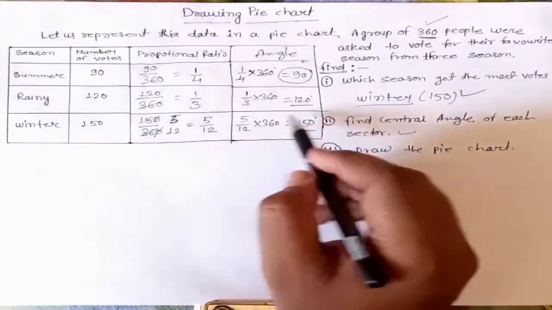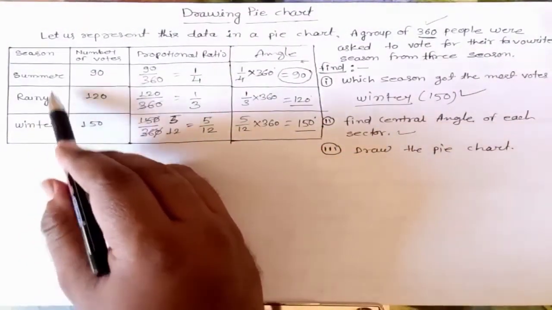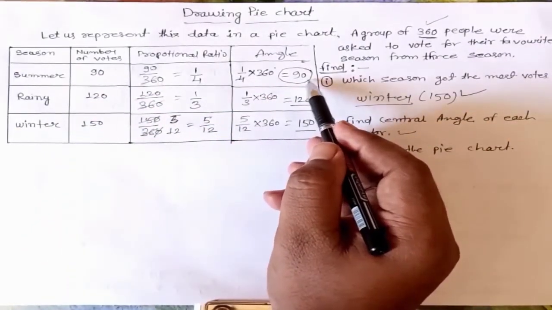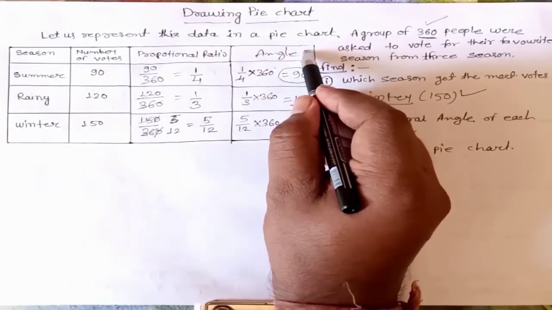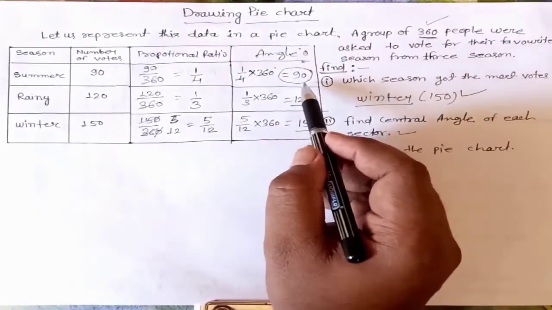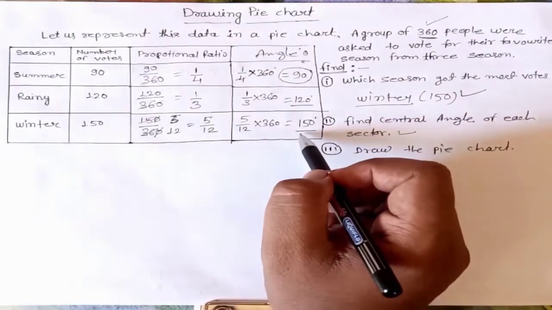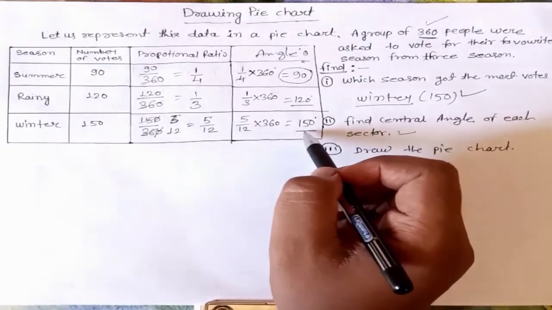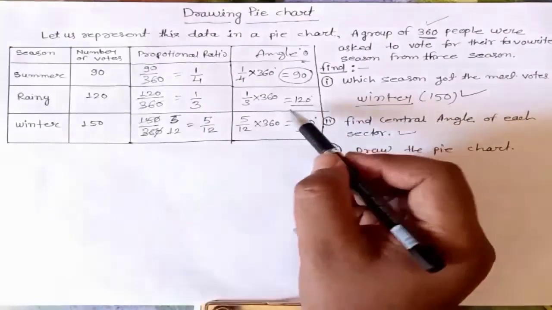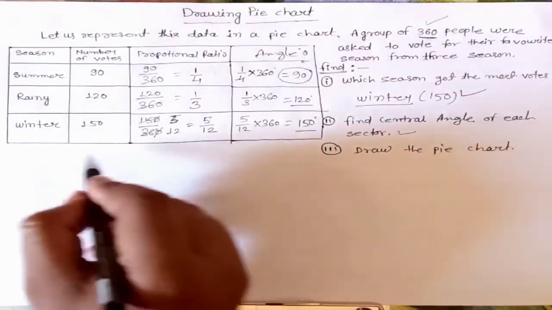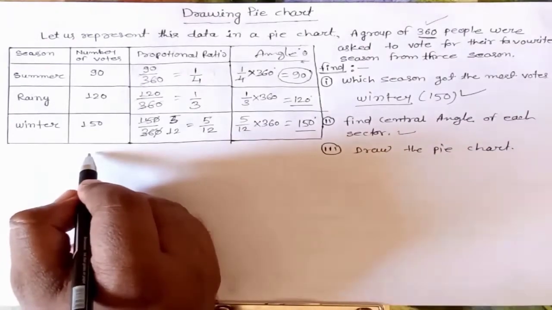So each sector or each season has different angles. This is 90 degree angle, in terms of degrees. So 90, 120 and 150 degrees will be subtended in the pie chart, right? By the help of this you can draw a pie chart. So let's draw a pie chart.